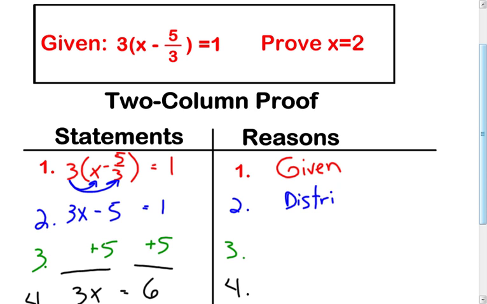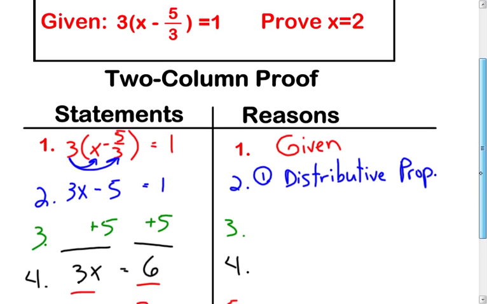So my reason, distributive, and I'm going to abbreviate the word property. And I want to see you give reference numbers. A reference number states which statement you used to come up with the one that you just had. In order for me to say what I have here in line 2, I needed to have line 1 first. I couldn't have done it without line 1. Therefore, my reference number is number 1.